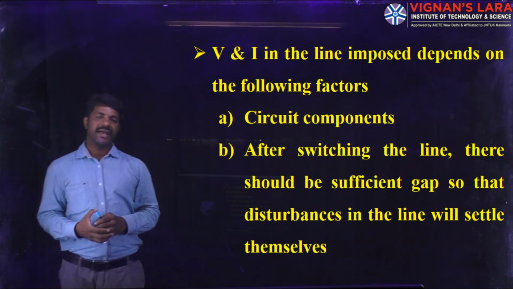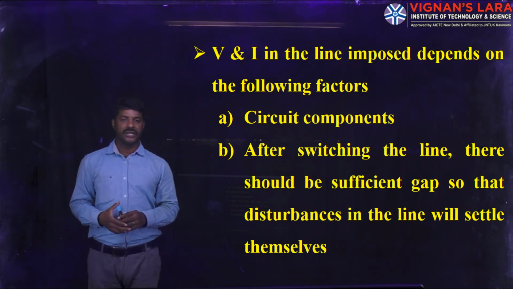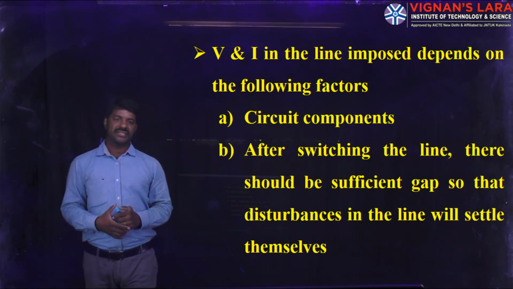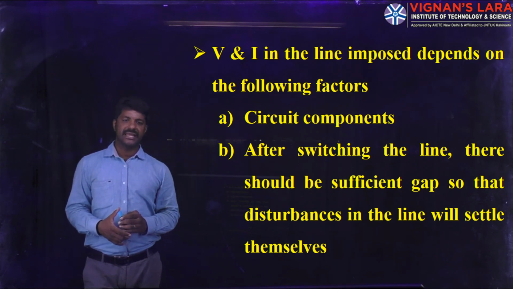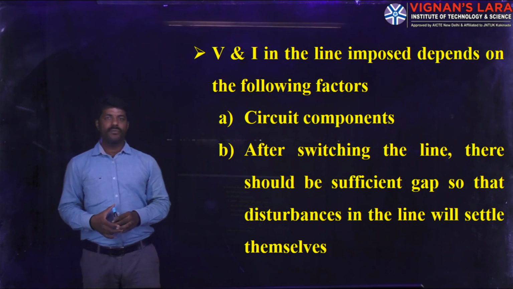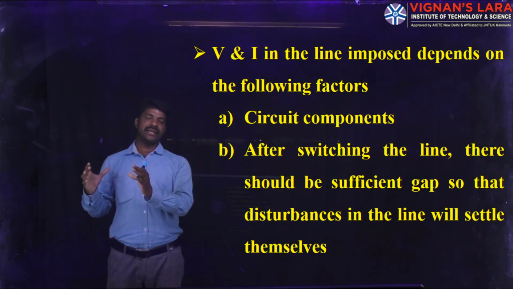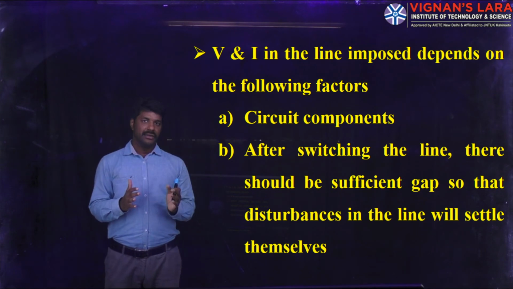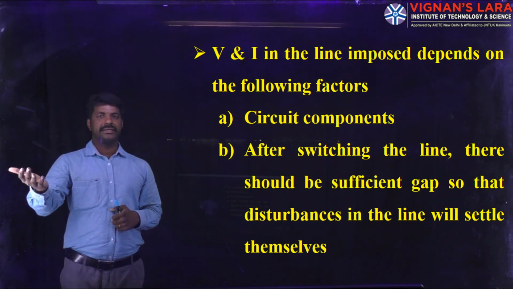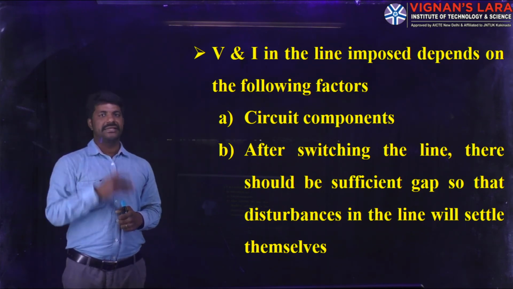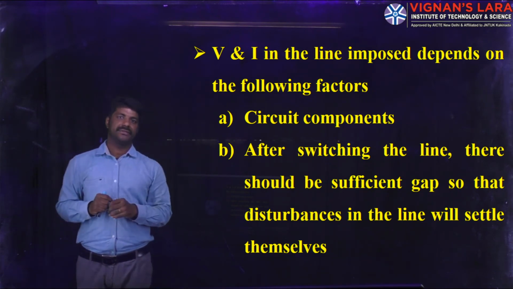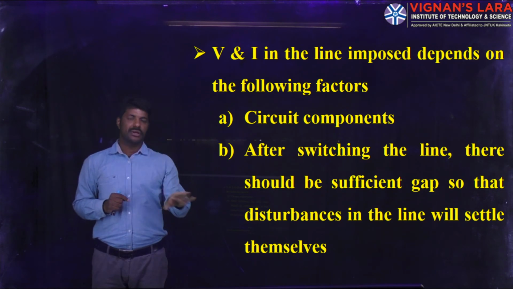And next, the magnitudes of this voltage and currents also depend upon the switching action. After switching the line, there should be a sufficient gap so that disturbances in the line will settle themselves. What we want to explain is, whenever the transmission line is connected to the sending end or removed, then after connecting or disconnecting the circuit, it will take some duration of time, called a gap, to bring those values to normal steady state.